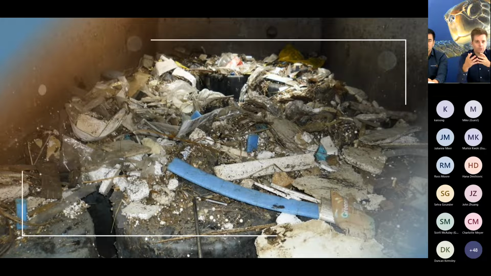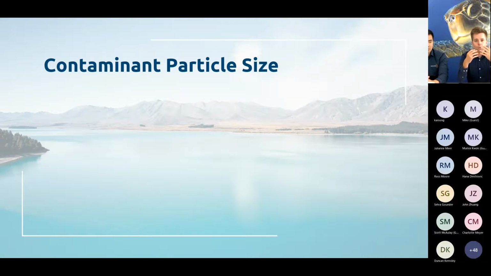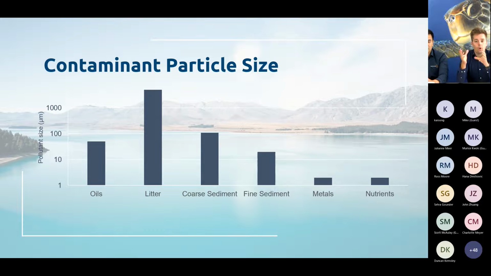So there is an awful lot of contamination that can run off our sites, not just the visible, but things that you can't see. So when we work out what type of treatment we need to provide, we think about and broadly categorize the types of contaminants by their particle size. So oils and hydrocarbons, we generally try and separate from stormwater. And then litter and trash is generally greater than 5 millimeters in size.